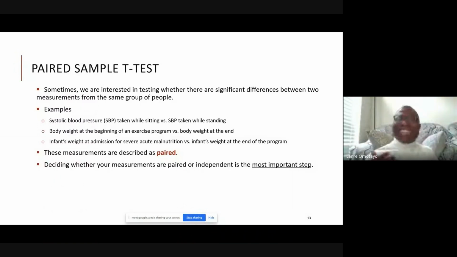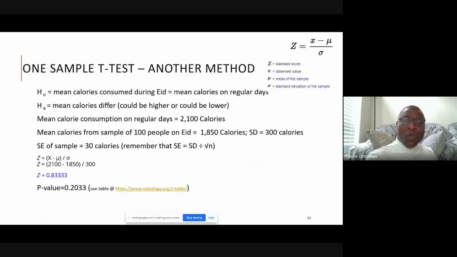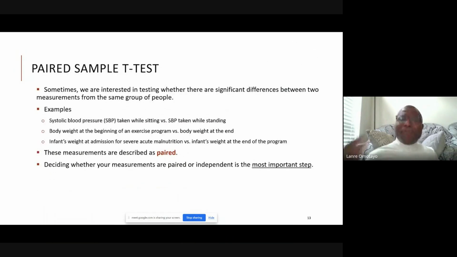So essentially, a t-test is a test that is used to compare a mean to another value. That value can be a standard value in the case of a one sample t-test. It can be two other means in the case of a two sample t-test. Now, for two sample t-tests, I will talk about only one type now, which is called a paired sample t-test.